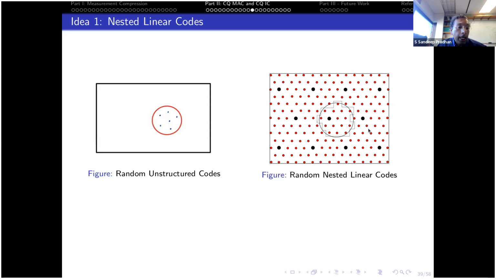But if you do two linear codes, you get the best of both worlds. It's like having your cake and eating it too. You can induce a non-uniform distribution, and you also get the structure. I think with that I will stop here.